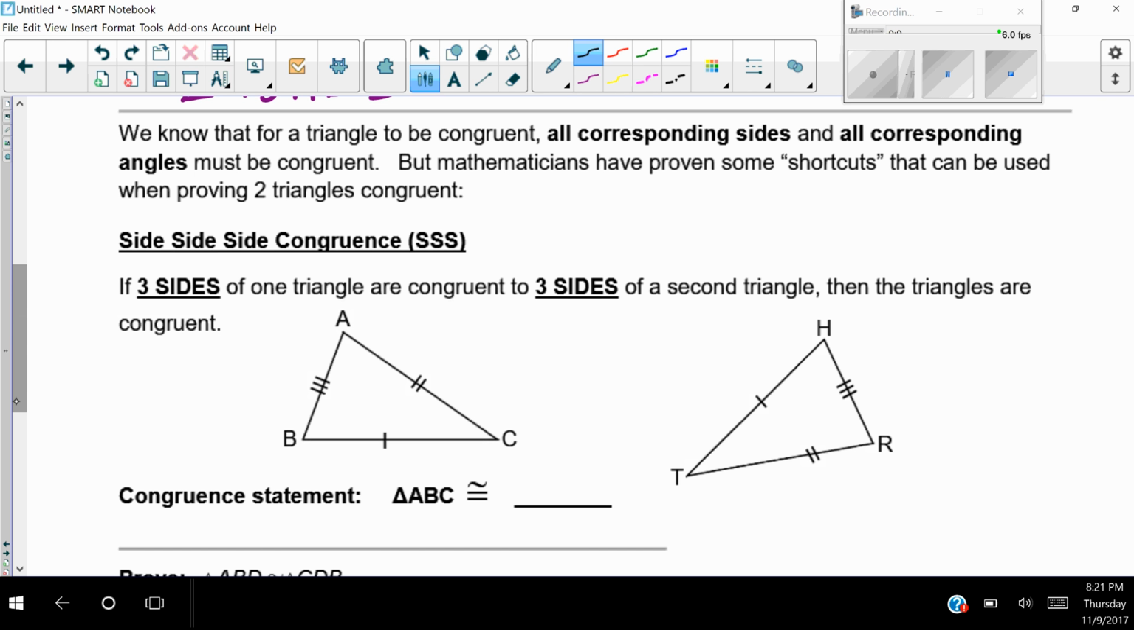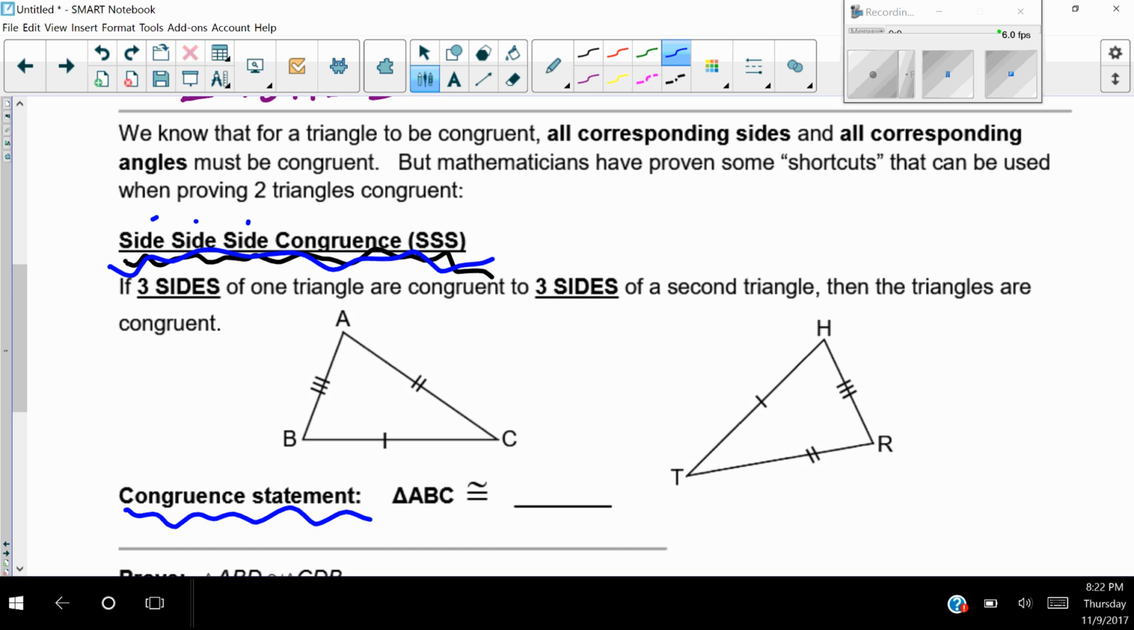We have 5 shortcuts. The first one is the side, side, side congruency. This is very important. If you have colors, please highlight it. This is going to be something you want to highlight. Side, side, side congruency. If you can prove that the corresponding sides, all three sides, are congruent, then the triangles will be congruent, okay? In the congruency statement, we're going to practice this.